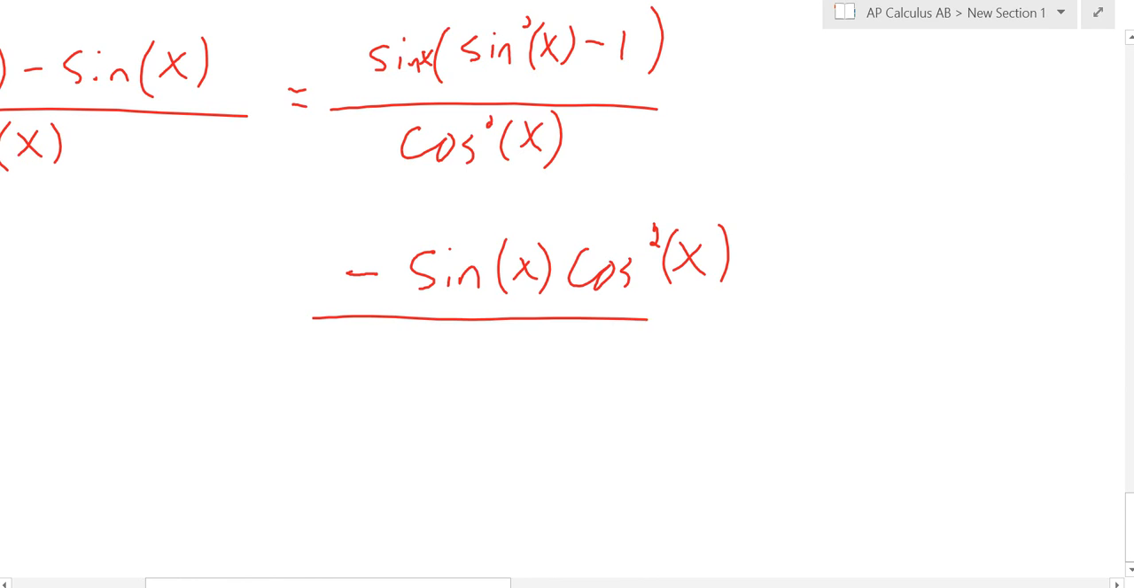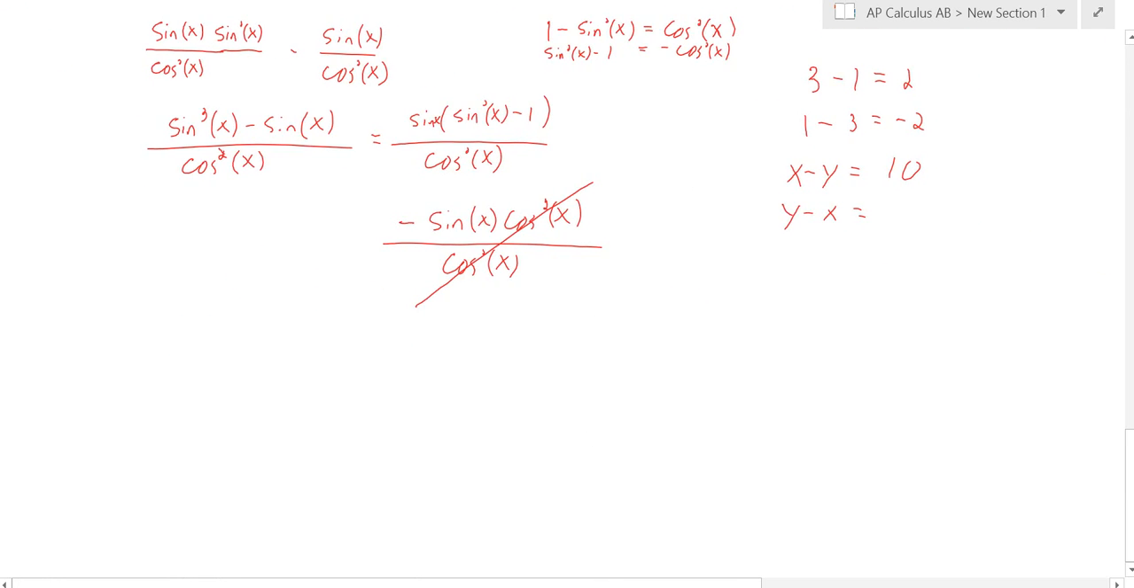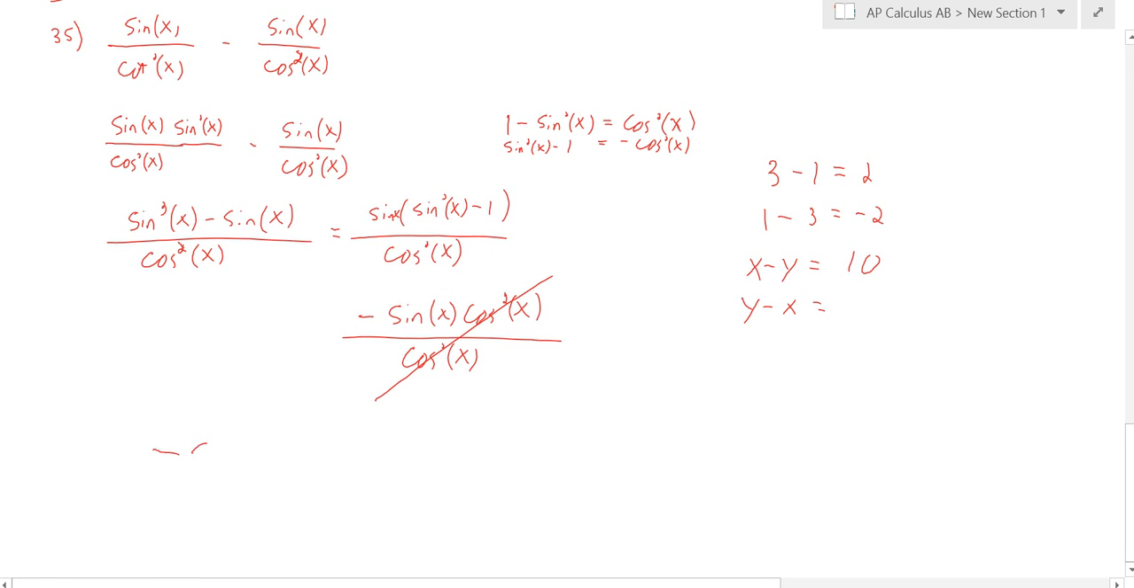So this becomes negative sine of x cosine squared of x over cosine squared. I just moved the negative from the cosine all the way up front because it's all multiplication. Just slide it all the way to the front. The cosine squareds cancel, and we're left with negative sine of x. Yep. All right.